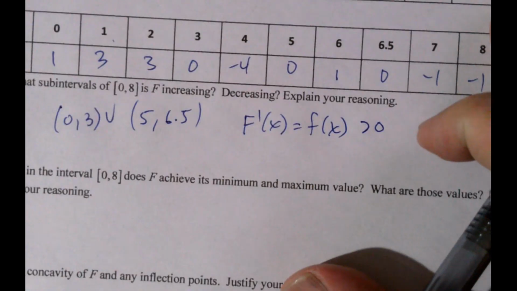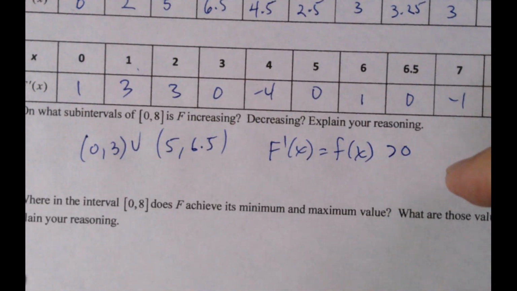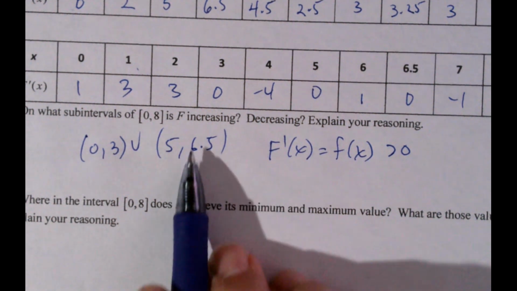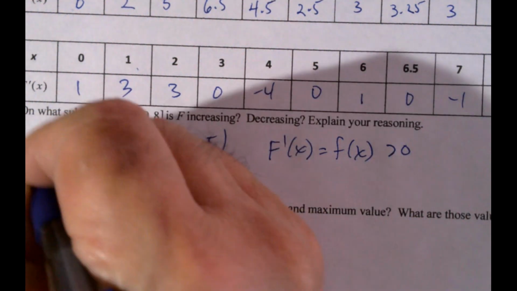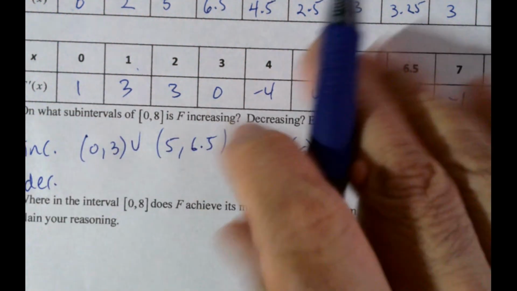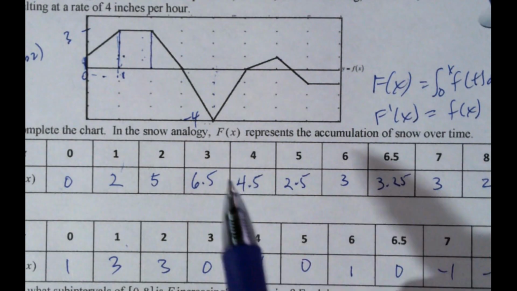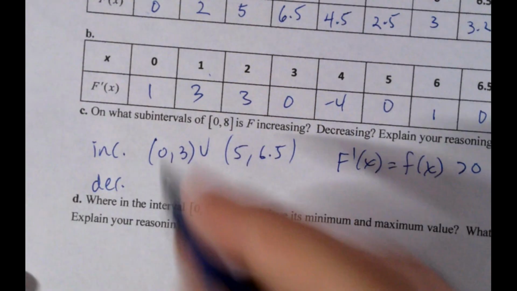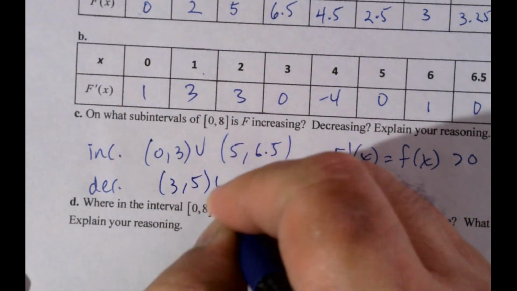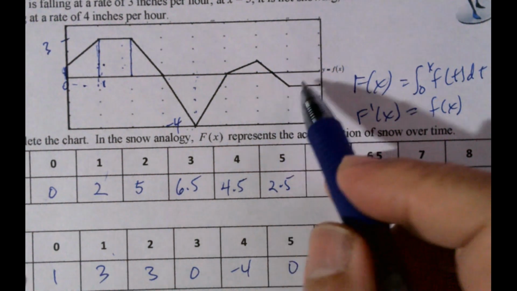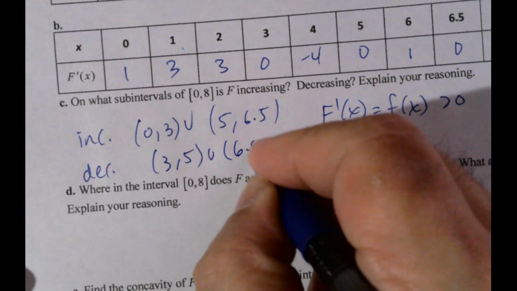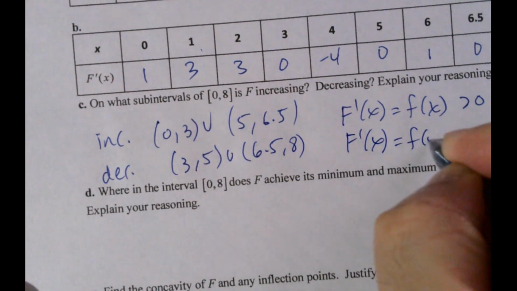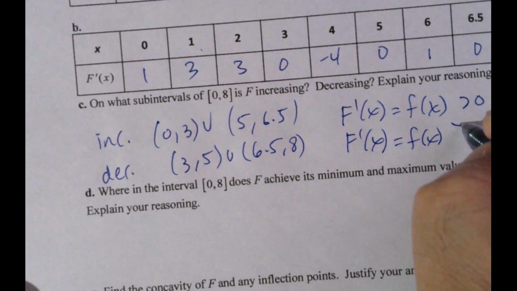Oops, sorry, it froze. There you go. All right. So what was the justification? F is increasing there, so this is increasing. Decreasing, look at where it's below the x-axis. So here, was that 3 to 5? It's decreasing from 3 to 5, and 6.5 to 8, because f prime of x, which is little f of x, is less than 0.